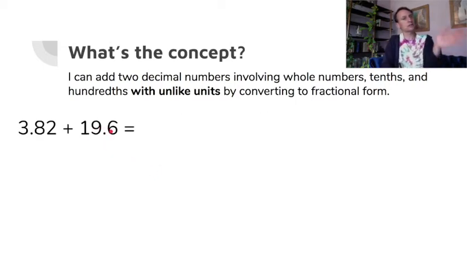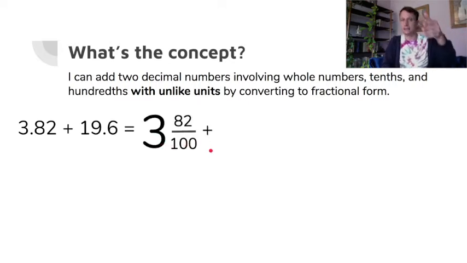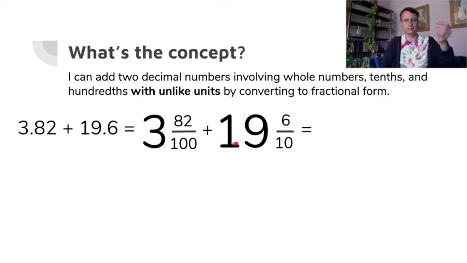Notice this time we put the tenths in the second place, because we remember addition is commutative. You can move the numbers around. It doesn't matter the order in addition. 3 and 82 hundredths plus 19 and 6 tenths. Okay, so convert that to fractional form. 3 and 82 hundredths plus 19 and 6 tenths.